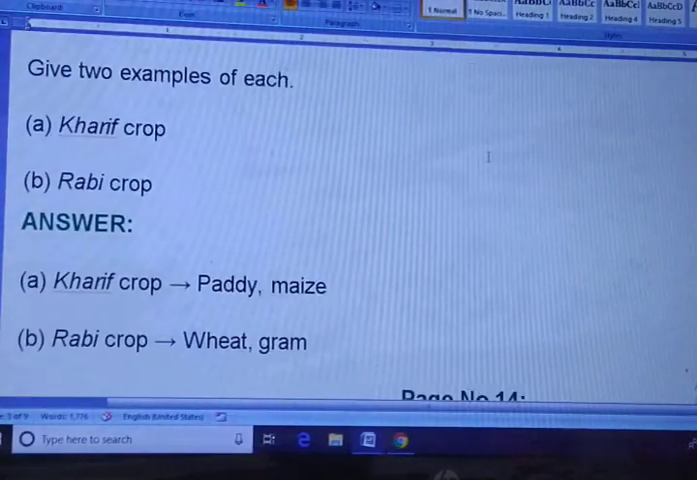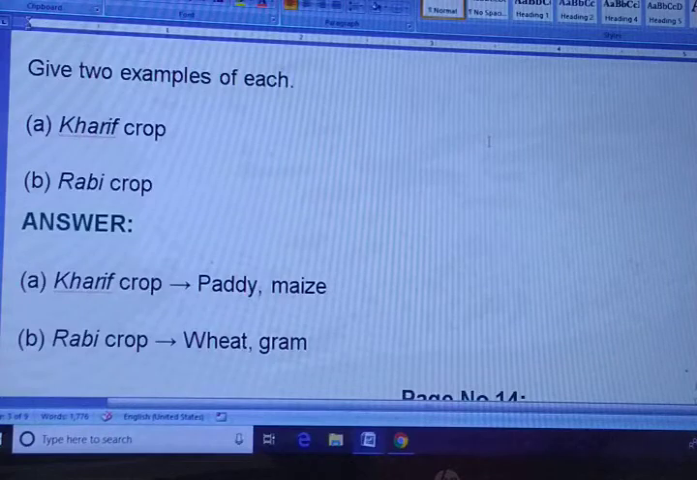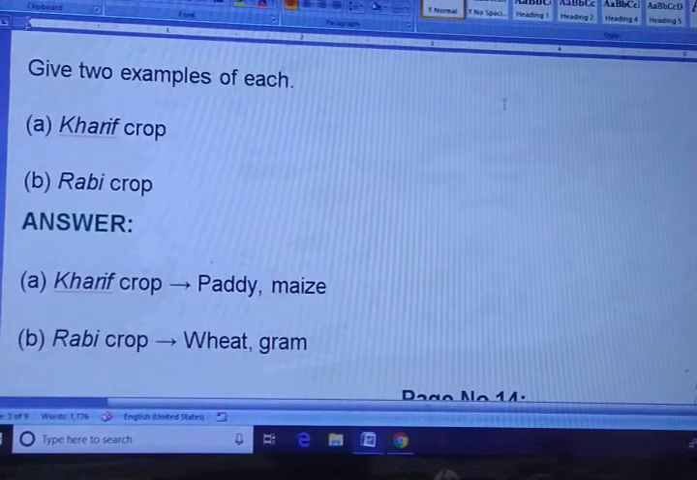Now question number 3, give 2 examples of each. Kharif crop: paddy and maize are the 2 examples of Kharif crop. Rabi crops: 2 examples of Rabi crops are wheat and gram. So now we'll move towards the next question.